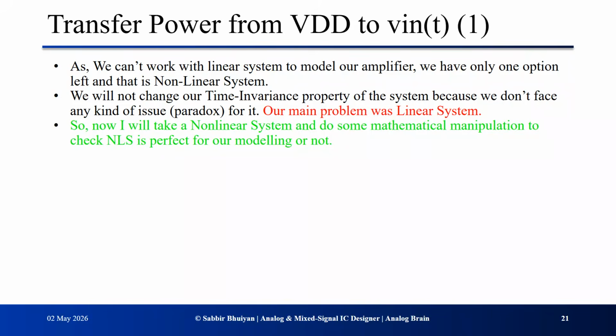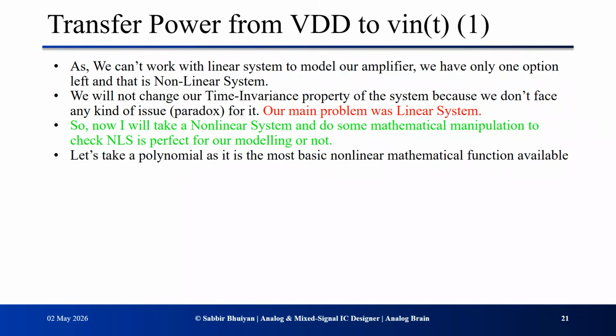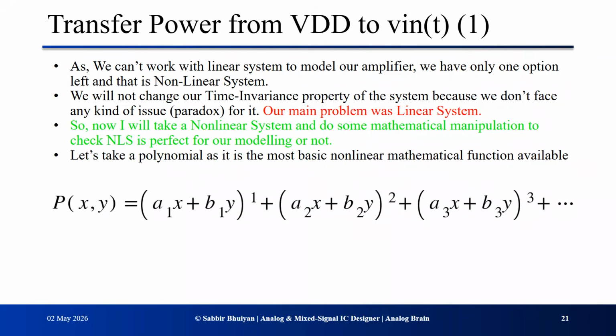Now I will take a nonlinear system and do some mathematical manipulation to check whether it can actually do what we need. The most basic nonlinear mathematical function is a polynomial. So let's start there. We'll model our system as a polynomial, specifically a multivariable polynomial, because our output is a function of both V in and VDD. V out is a function of V in and VDD, a multivariable function. That's why I need a multivariable polynomial.